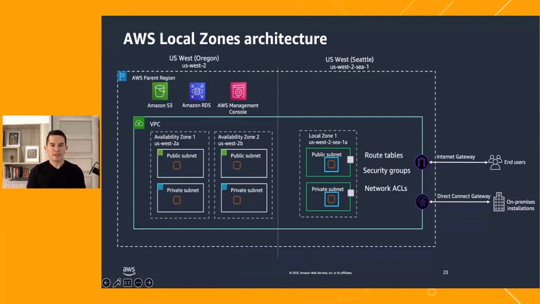Because local zones are connected to the parent region with multiple redundant, secure, and high-speed links, you can consume any regional services seamlessly, such as Amazon S3, RDS, or DynamoDB. In addition, the management console for local zones is also accessed through the parent region, and all logging and other metadata goes back to the region for you to view in services such as CloudTrail and CloudWatch.